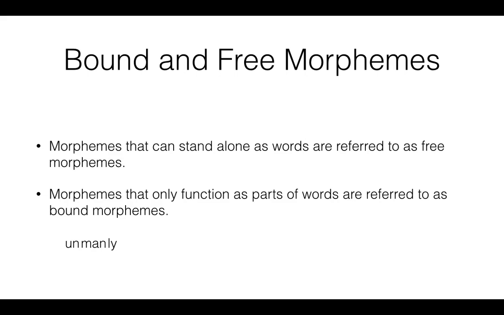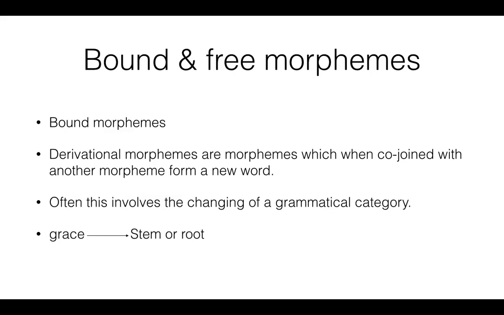And from the term itself, you can understand the meaning. When you say free, it means freedom: use it without problem. But bound, you have to attach it to something, to a word, in order to have a meaning. Now let's expand further on the types of bound morphemes and free morphemes. You can have many examples of bound morphemes, like derivational morphemes, for example an, the adverb ly, etc. Derivational morphemes are morphemes which, when conjoined with another morpheme, form a new word.